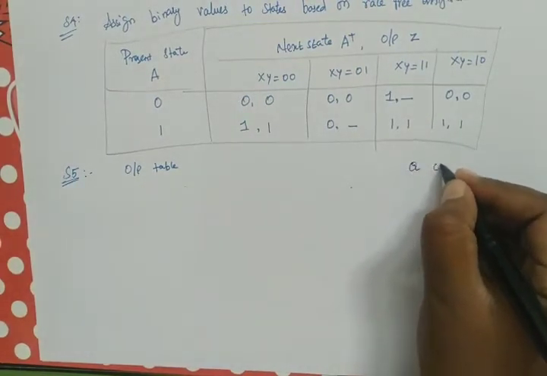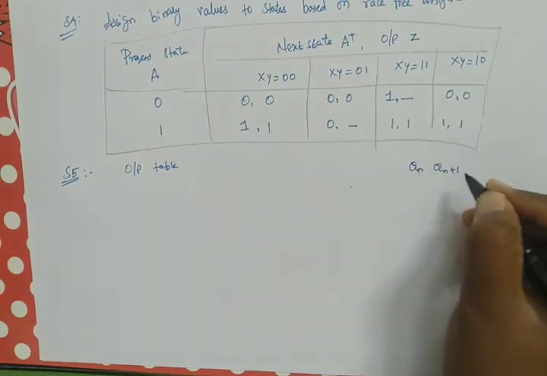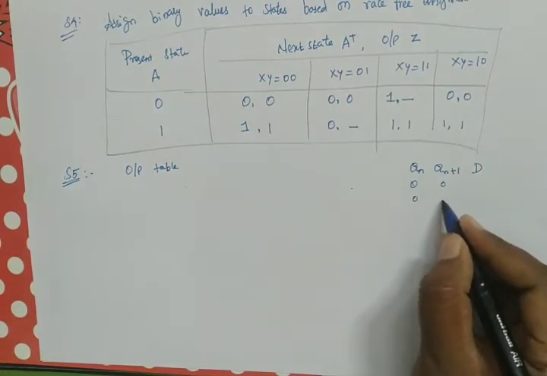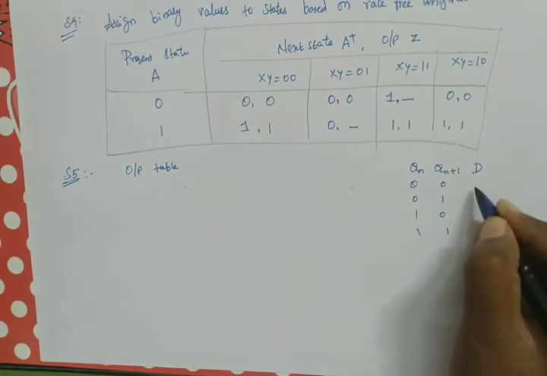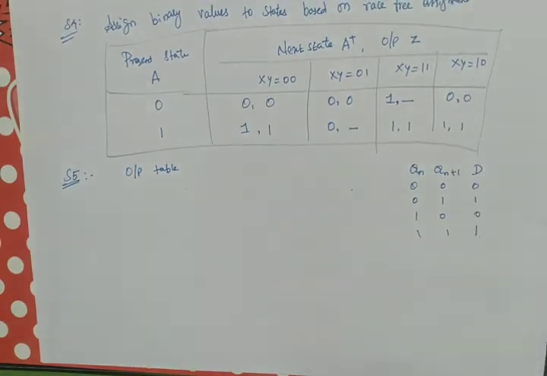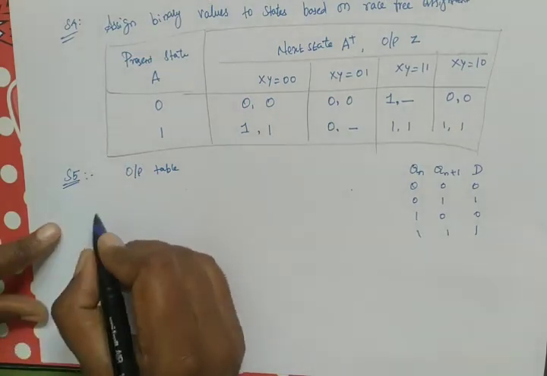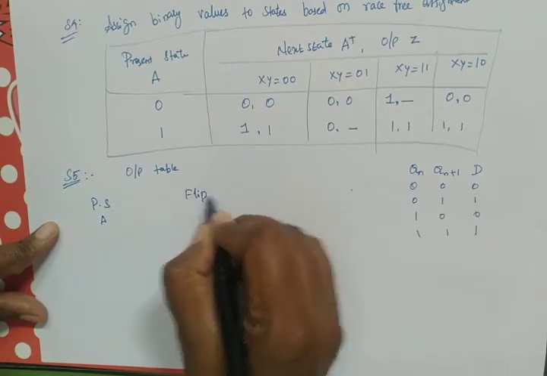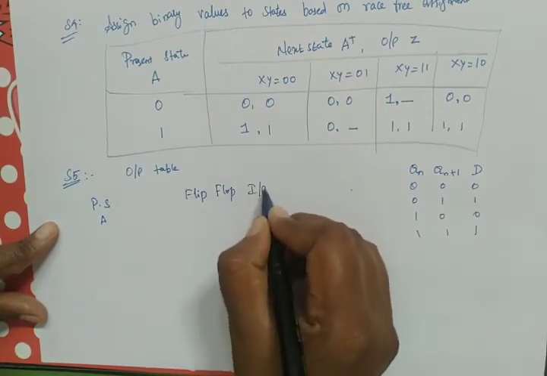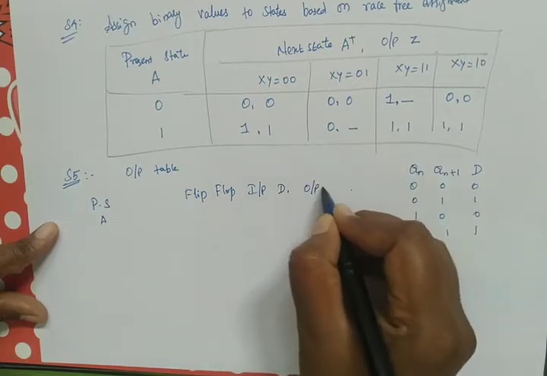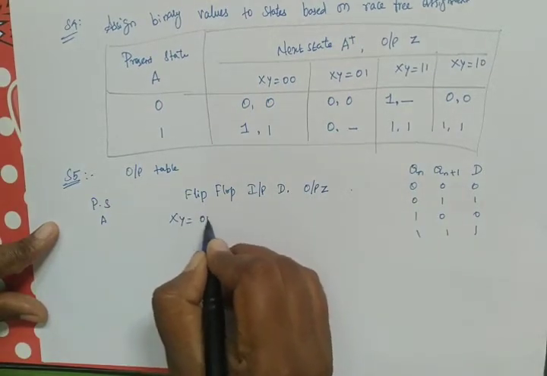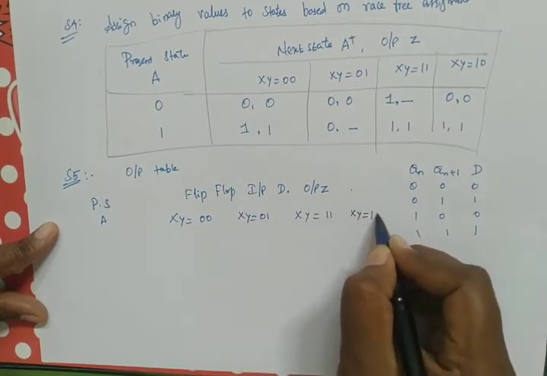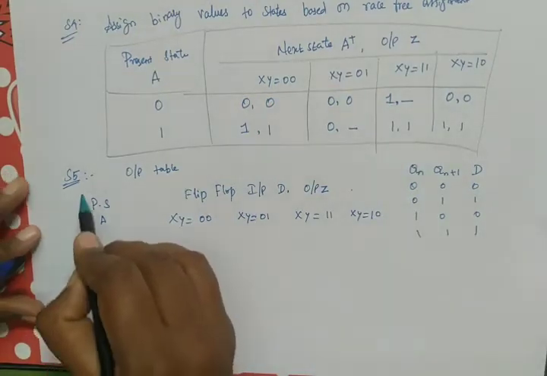Qn plus 1. This is our next state, and this is our D flip-flop. This is the excitation table for D flip-flop: 00, 01, 10, 11, with D as 0, 1, 0, 1. Now we have to write the flip-flop inputs. Again we have to write the table. This is our present state A, and here we have flip-flop inputs. These are called flip-flop input D, and this is our output Z. So xy is equal to 00, xy is equal to 01, xy is equal to 11, xy is equal to 10. Let us form a table.